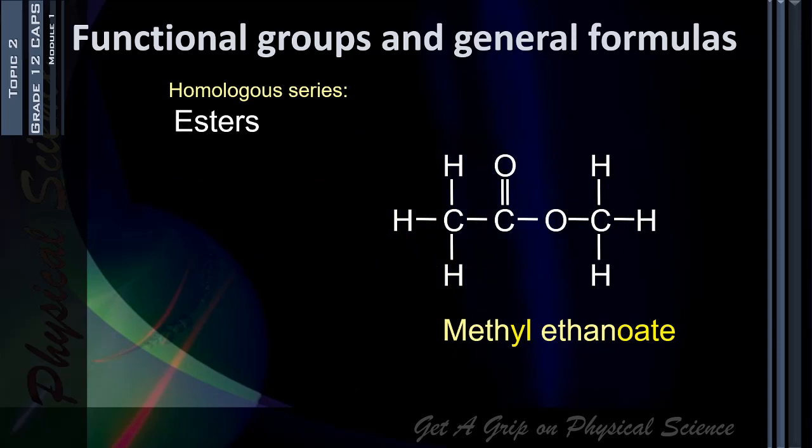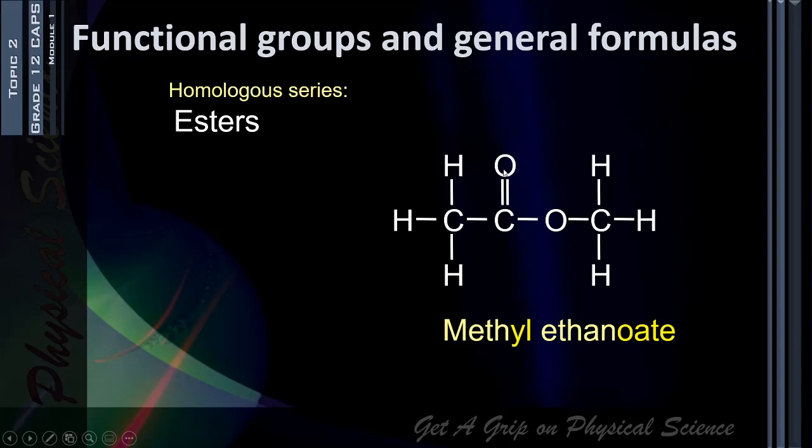The next homologous series is called the esters. A name of an ester always consists of two words, and the second word ends on -oate. If you look at the molecule of an ester, you will find an oxygen in the main chain of carbons. And adjacent to that oxygen, one of the carbons must have a double bond to a second oxygen.